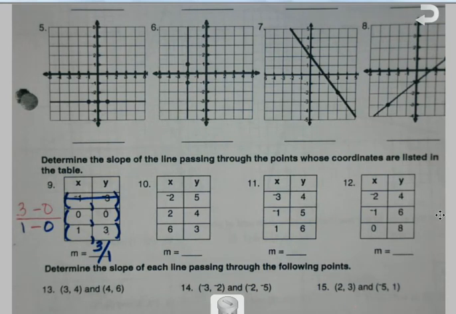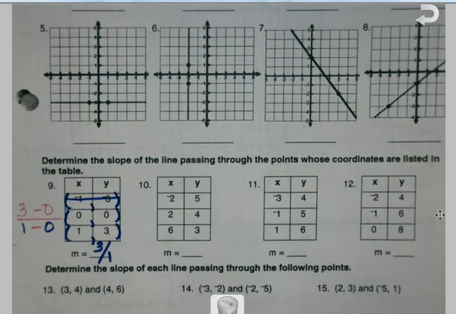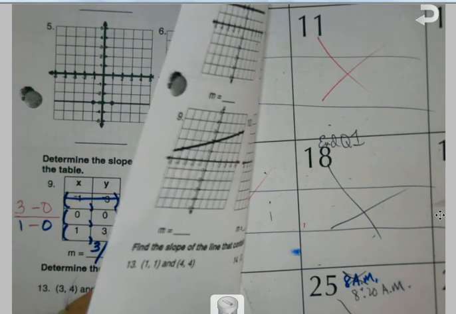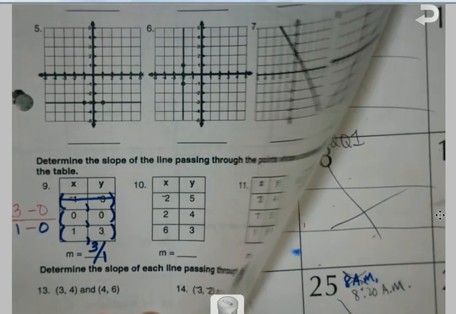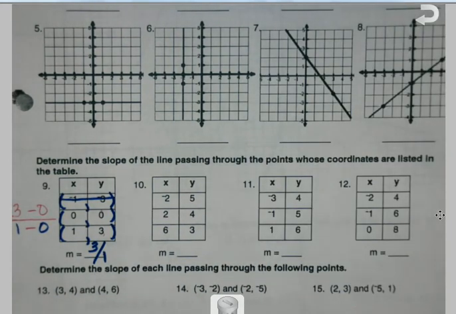So don't let the table thing mess with you. It's not a big deal. But that's how that one would work. And then basically it's the same thing on the back. It's just figuring it out from the graph and doing a few with 2 points. Basically, that's the whole deal. Okay? So that's what we're going to do on these. And then cool.